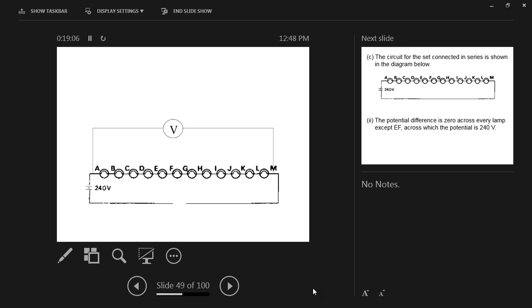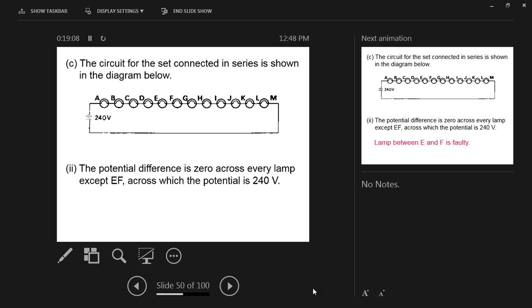Still far from the end. Now we change the situation a bit. I have this circuit again, the same. The potential difference is 0 across every lamp except for E and F. Oh wait, now I have a potential difference across a lamp. How can that be? No current is going through them, right? So now I have one of my light bulbs with a potential difference across E and F, but the potential difference across the rest of the light bulbs is 0.